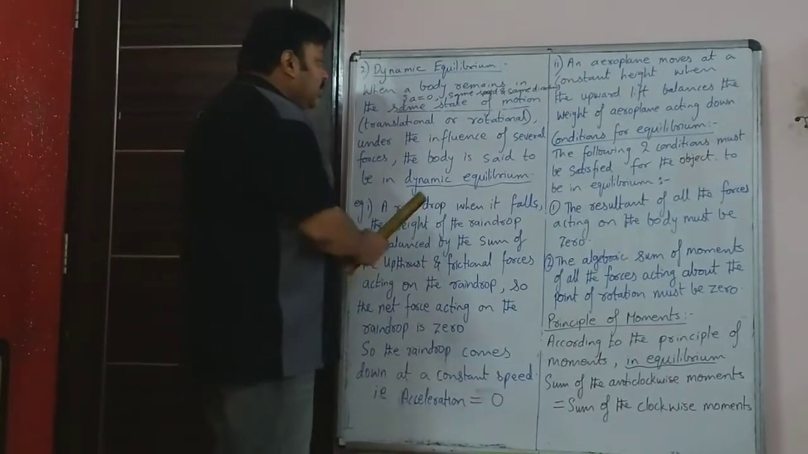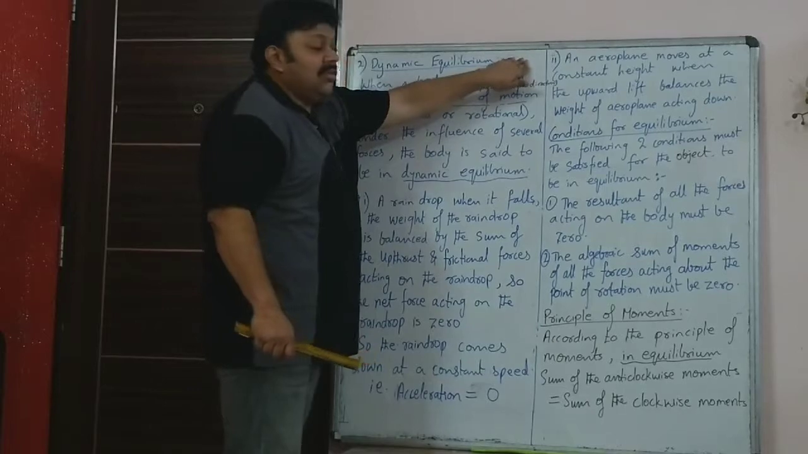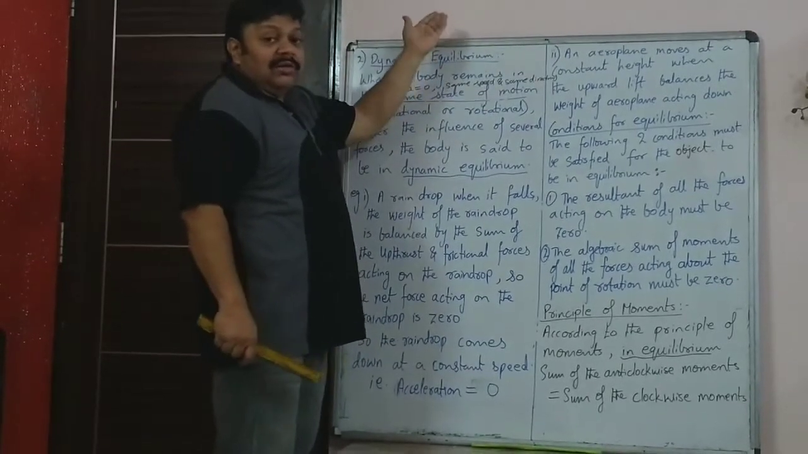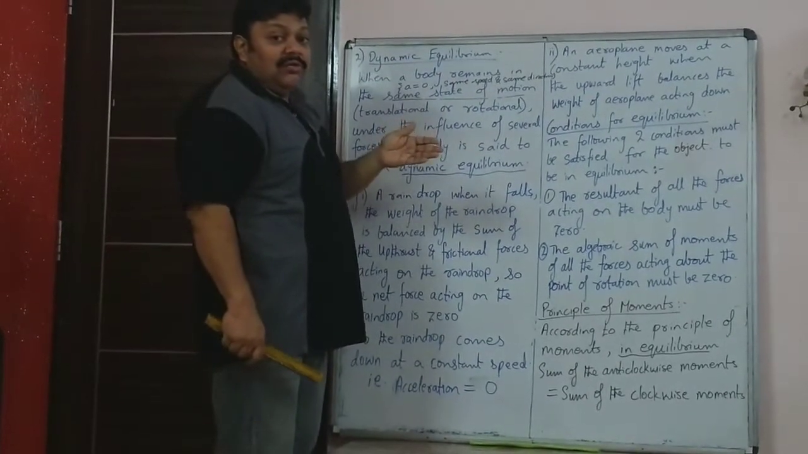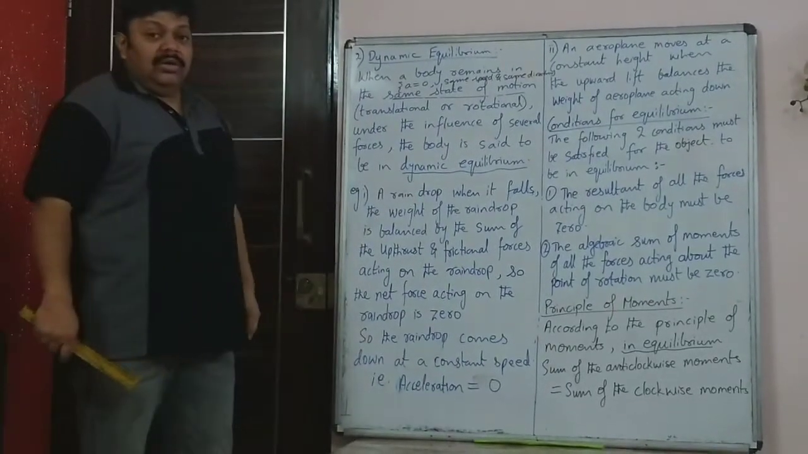Simpler example, now I push this board back, but it is not moving. That is because the wall is exerting an equal and opposite push in the forward direction. That is why it's in equilibrium.